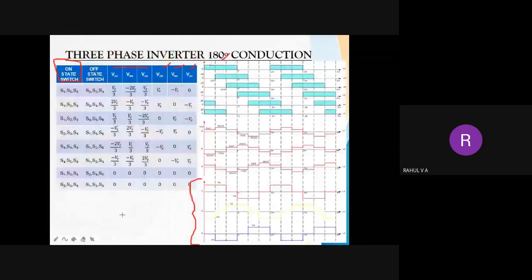In the third cycle we are switching on S1, S2, S3, and S4, S5, S6 are turned off. VAB is 0, VBC is plus VS and VCA is minus VS. This is what is called the third switching cycle.